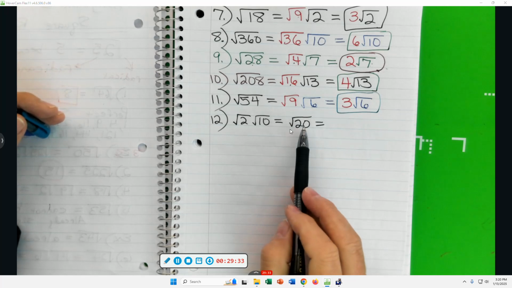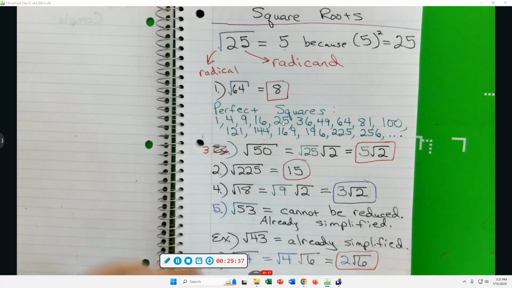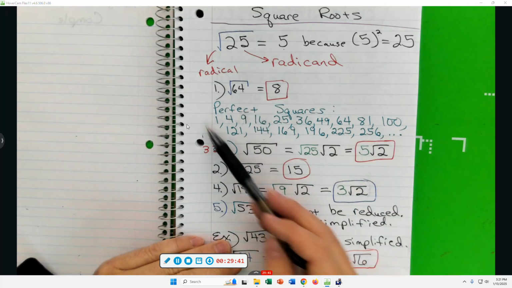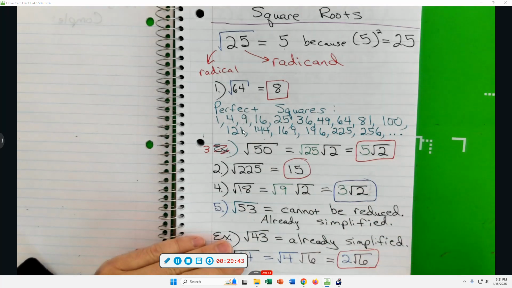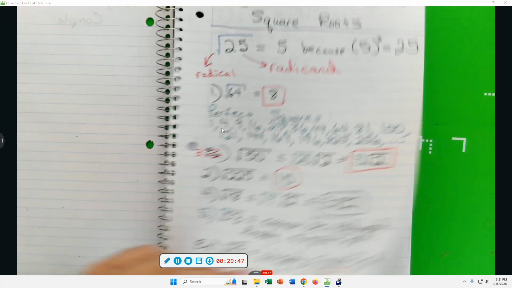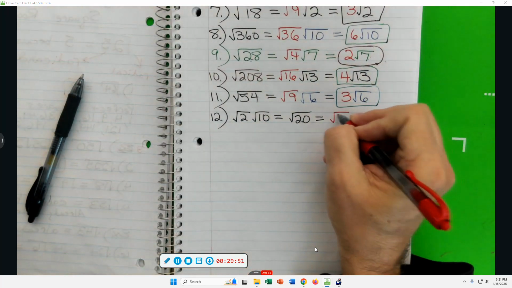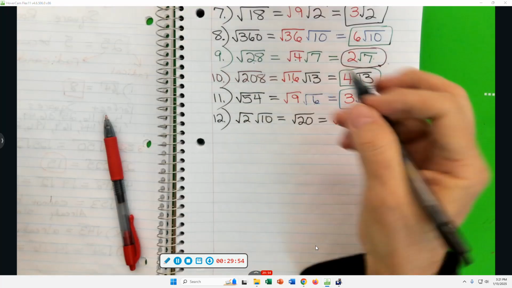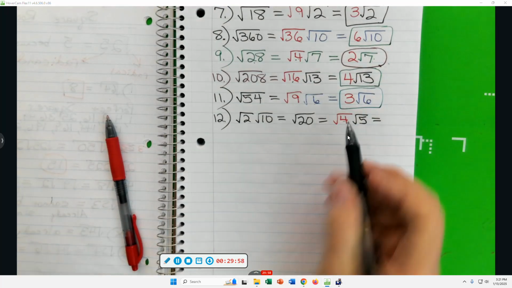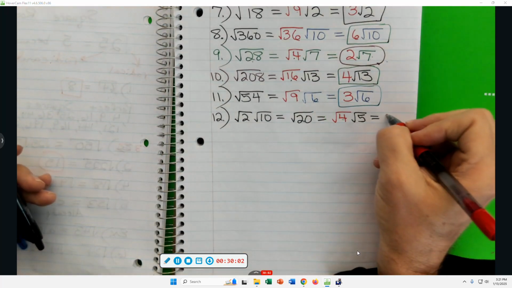Is 20 a perfect square? That's what I should ask you first. No. What's the largest perfect square that divides evenly into 20? The 4. So you'll say that's the square root of 4 times what? 5. And then the square root of 4 is 2, so you write it as 2 square roots of 5.